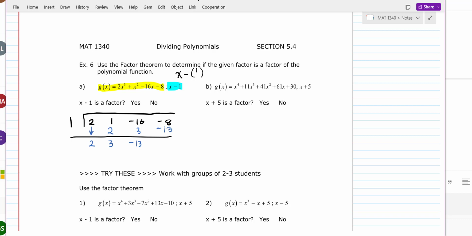So it looks like our remainder on this is negative 21. Okay, so that would be a no because the remainder was not equal to 0. Okay, that's what you do.